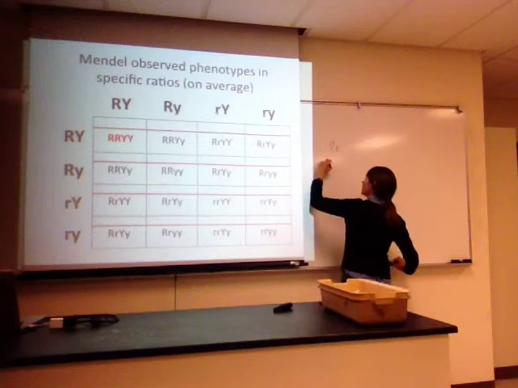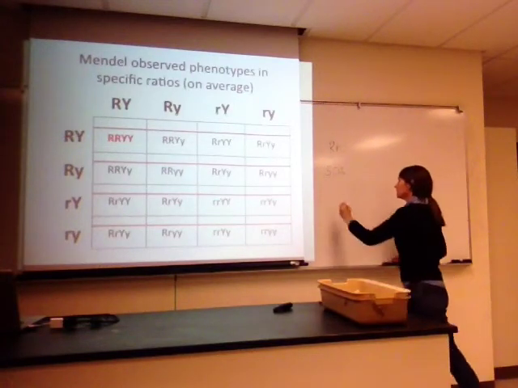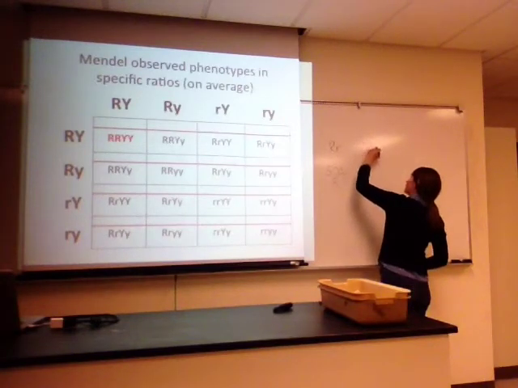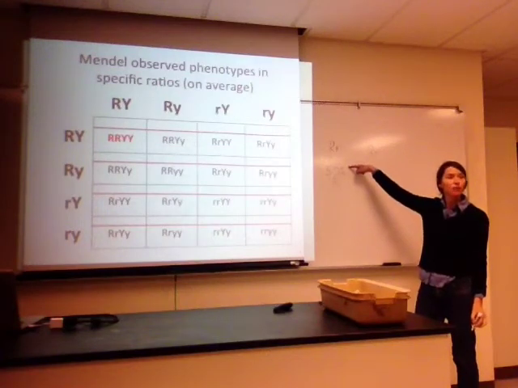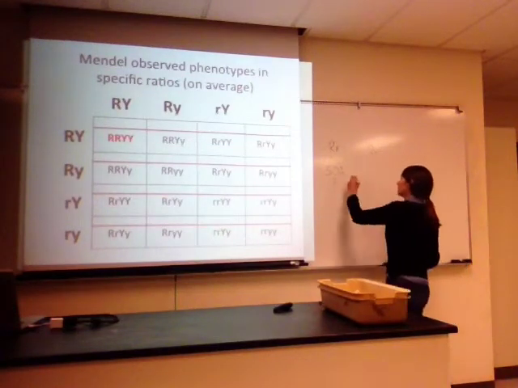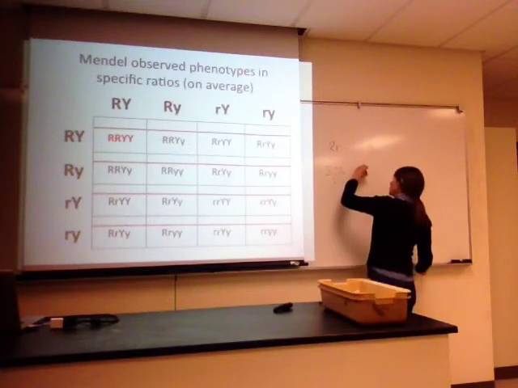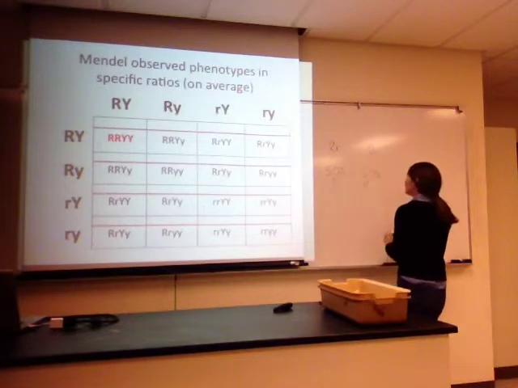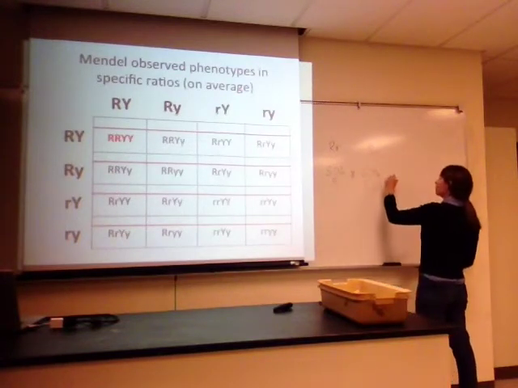We said the chance of getting a big R from the first parent was 50%. Now we know we're going to have a smooth pea, right? Because all we need is at least 1 big R. And we have to get another allele from the other parent. So there's 50% chance of getting either one. Let's say we focus again on the big R. 50% chance of getting this one and that one.